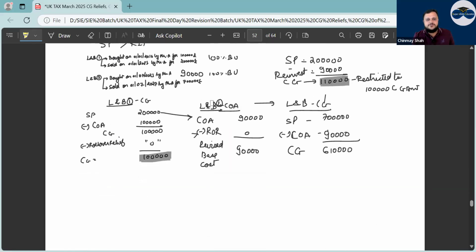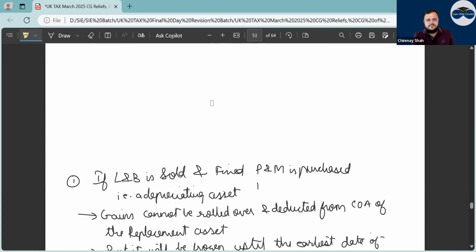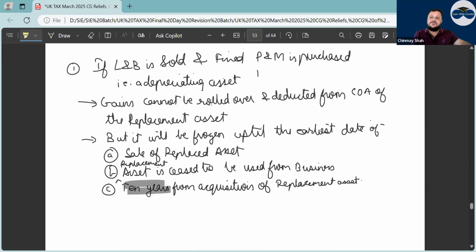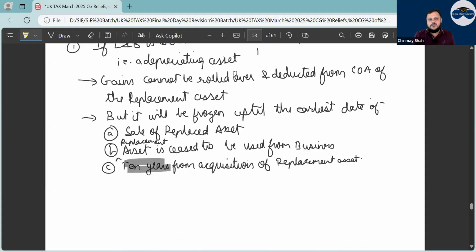But when it comes to what? Tell me. If land and building is sold and plant and machinery is purchased, then rollover does not happen. Freezing of chargeable gains happens. The chargeable gain gets frozen, right? And it will be taxable when this plant and machinery is sold, or when the replacement asset ceases to be used for business, or 10 years from the acquisition of the replacement asset, whichever is earlier, correct?